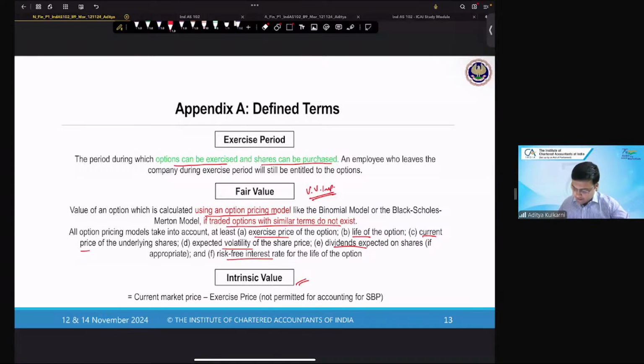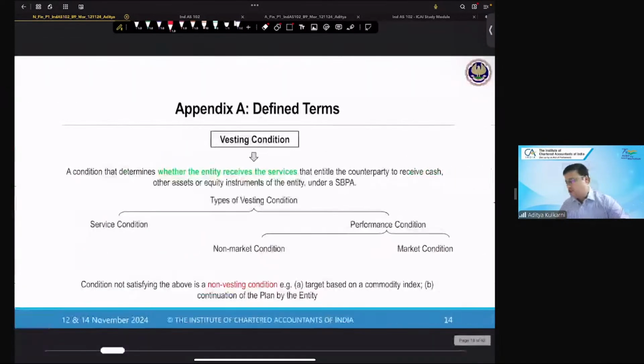Okay, all right, fine. So my point is valuation and accounting will be done only on the basis of fair value. It's not on the basis of intrinsic value. Okay, next one.